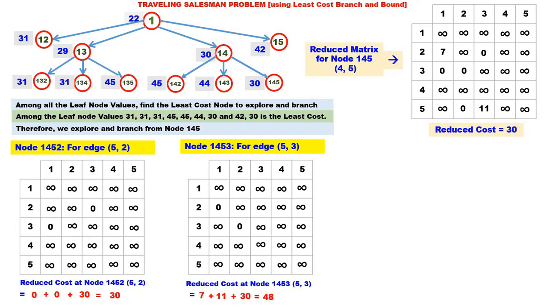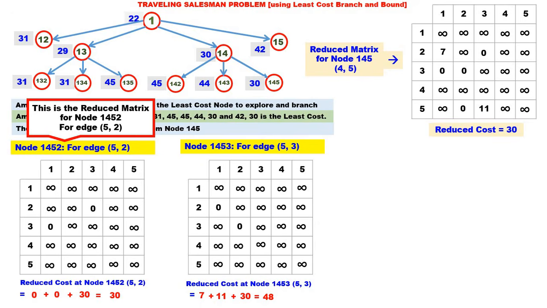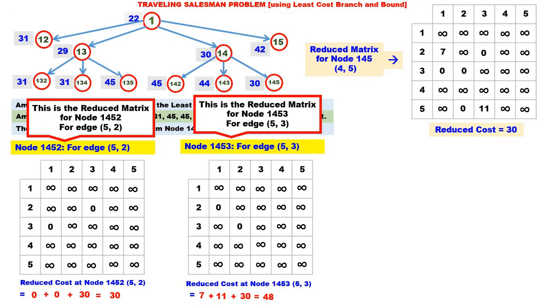So we have got two nodes. 1452, the cost is 30. Another node is 1453, the cost is 48. We should remember these two reduced matrices and the costs also. Now again, we shall go to the state space tree.